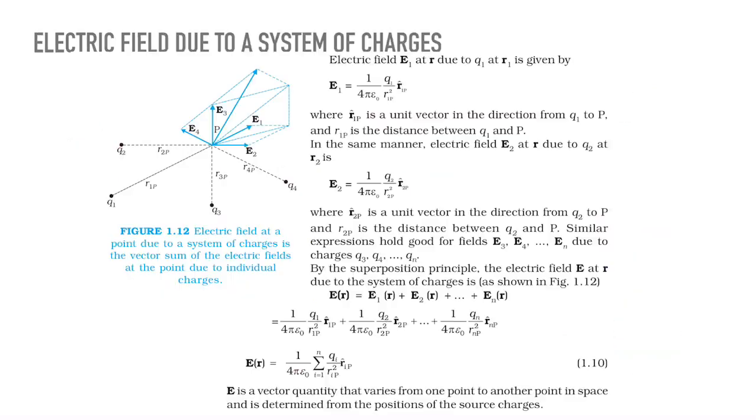Now as we can calculate force due to a system of charges, we can also calculate electric field due to a system of charges. It is the same procedure. If we consider the electric field due to one charge Q1, that would be E1, and another charge Q2 would give us electric field E2, then the electric field of the whole system would be given as E1 plus E2 plus E3 up to En. Since E is a vector quantity, this addition would be a vector addition. Since E is a vector quantity that varies from one point to another in space, it is determined from the position of the source charge.